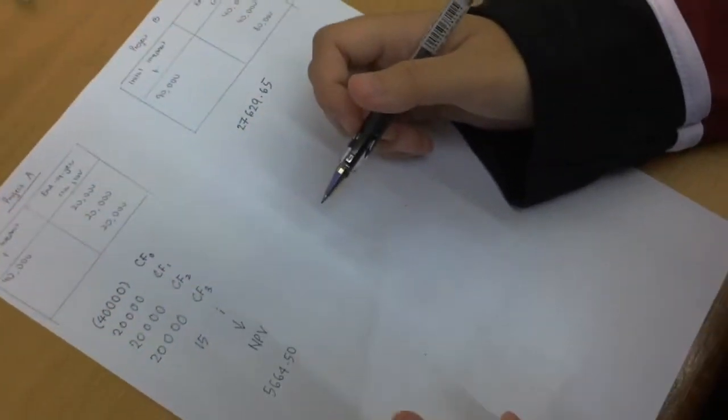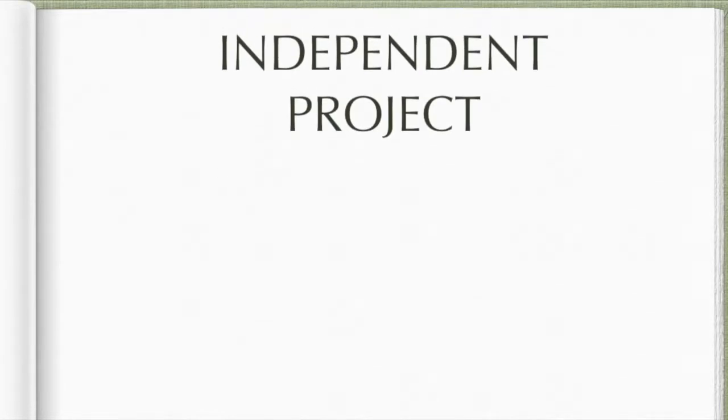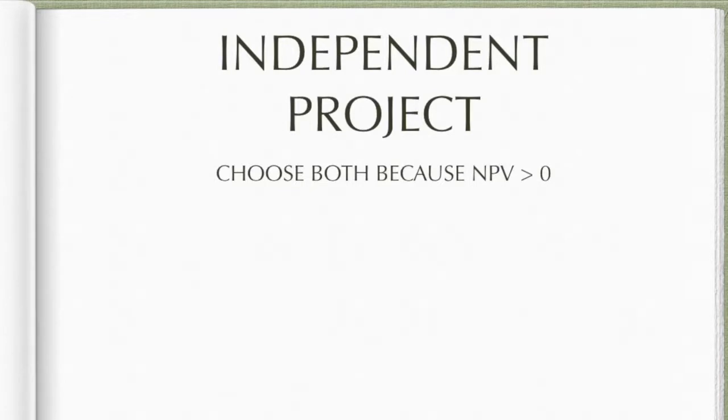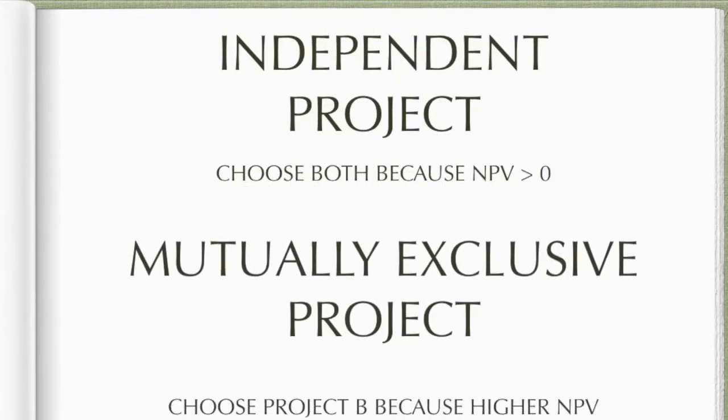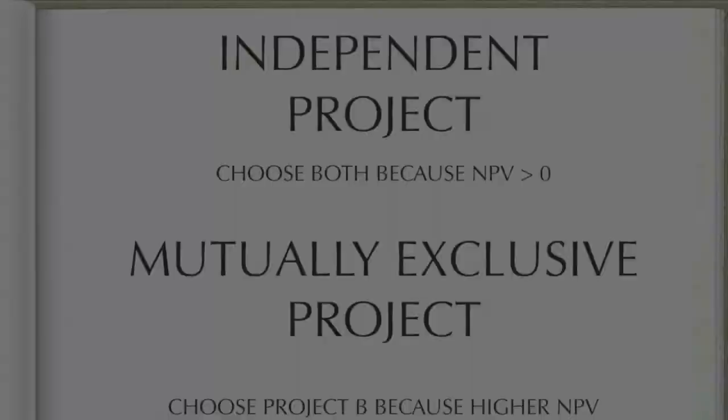To make a decision for the independent project, we have to choose both because the NPV is more than 0. If it is mutually exclusive, we have to choose project B. It is a higher NPV.